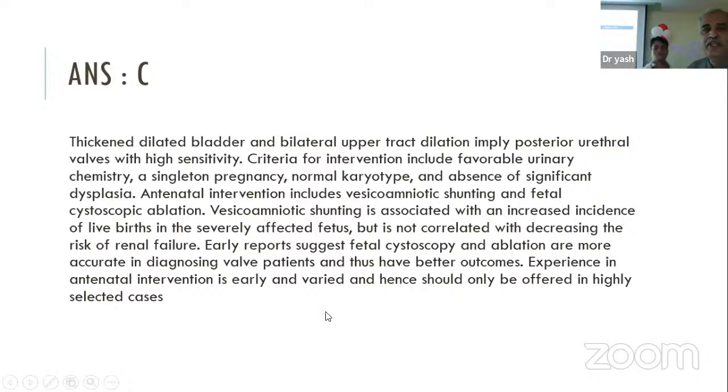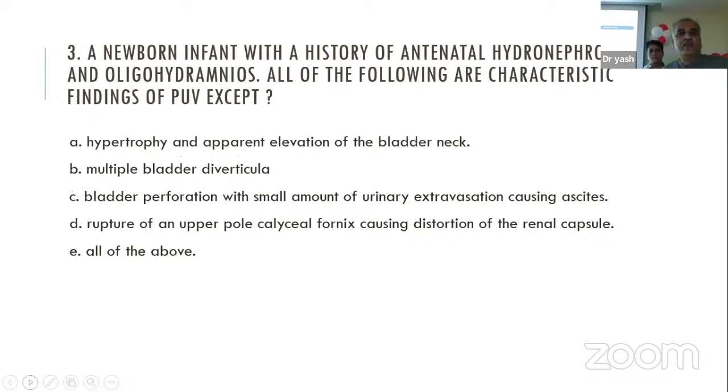A newborn infant with a history of hydronephrosis and oligohydramnios. All the following are characteristic findings of posterior valve: hypertrophy and apparent elevation of the bladder neck, multiple bladder diverticula, bladder perforation with small amount of urinary extravasation causing ascites, rupture of an upper pole calyceal fornix causing distortion, all of the above.